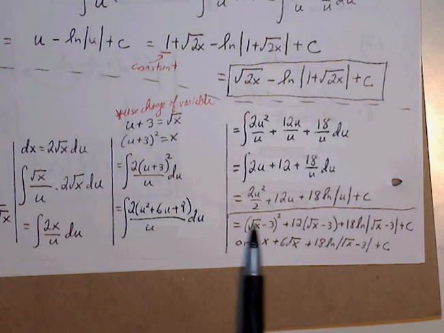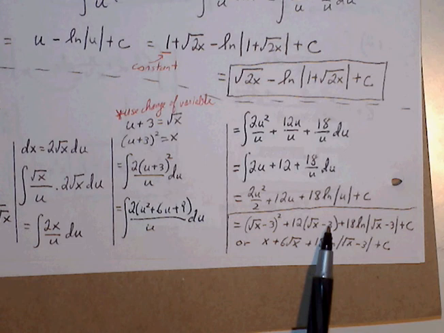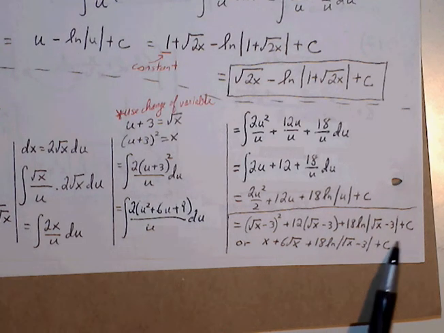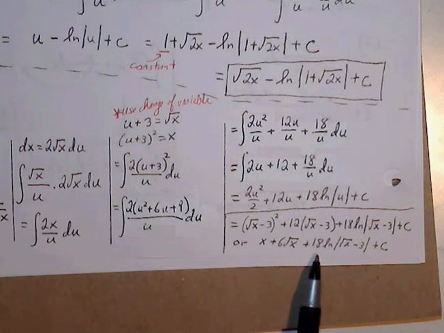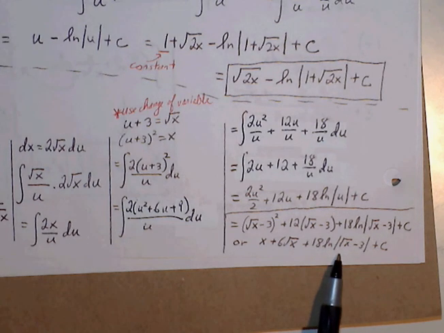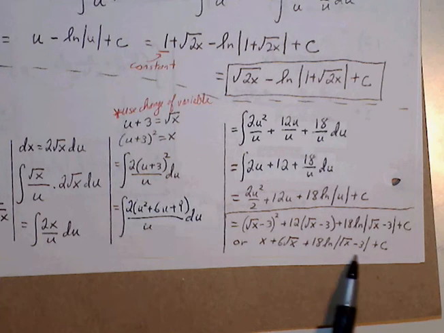Now, if we expand this out, we're going to have a lot of constants that can merge into this plus c. So if we did that, we would get x plus 6 root x plus 18 natural log absolute value of square root of x minus 3 plus c.